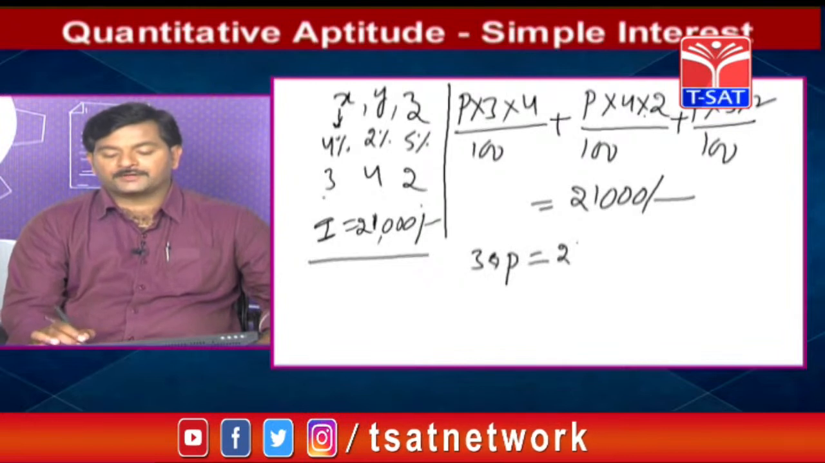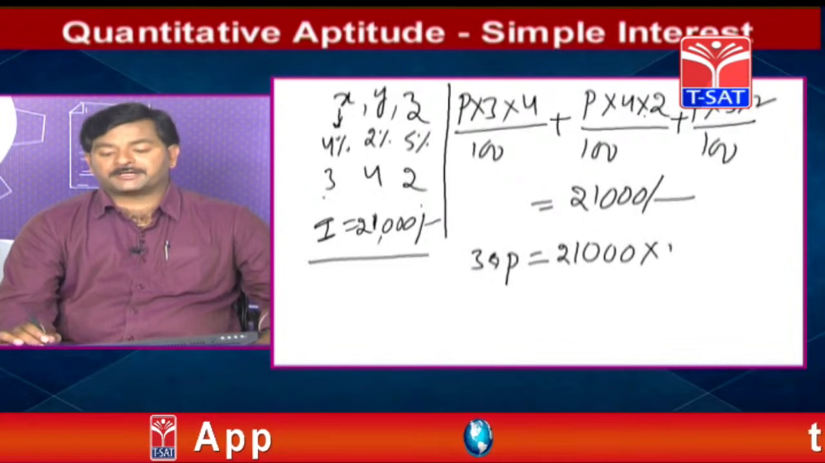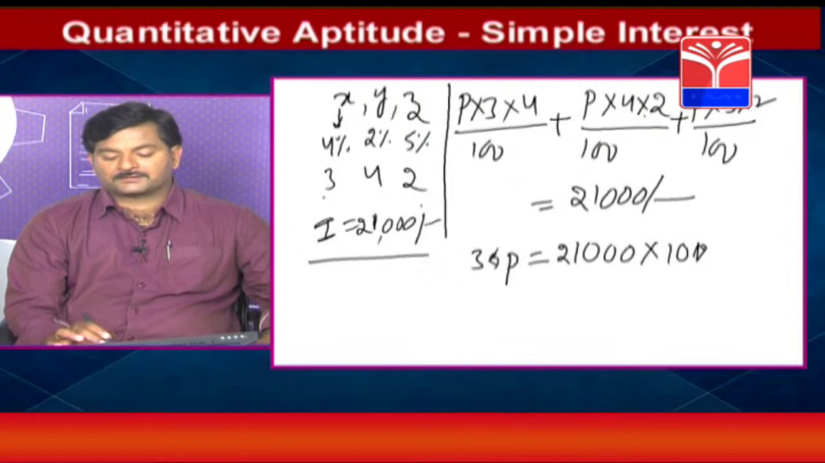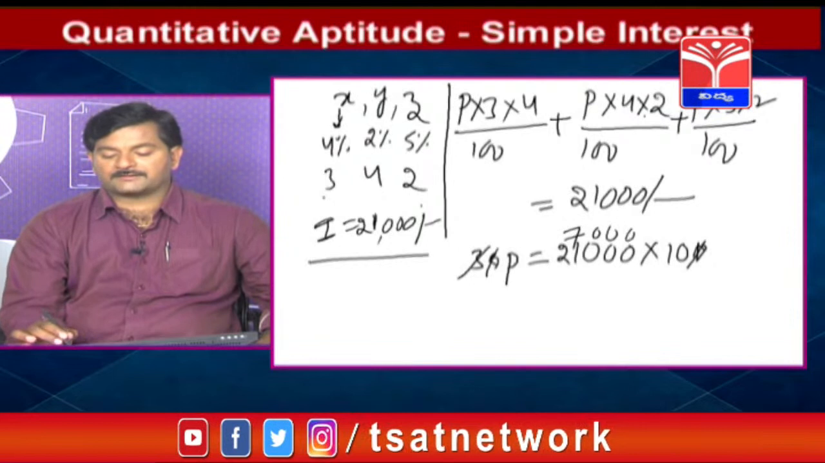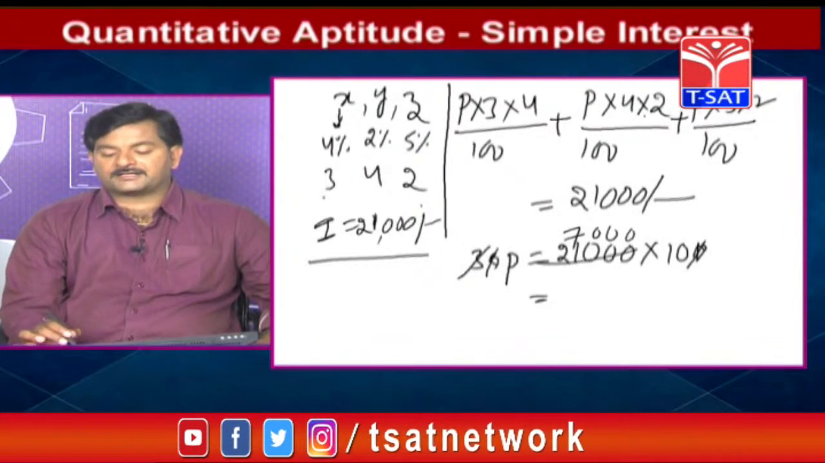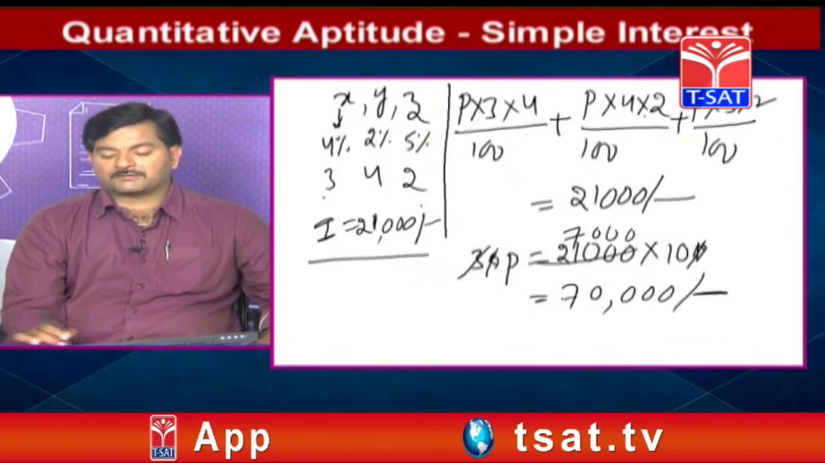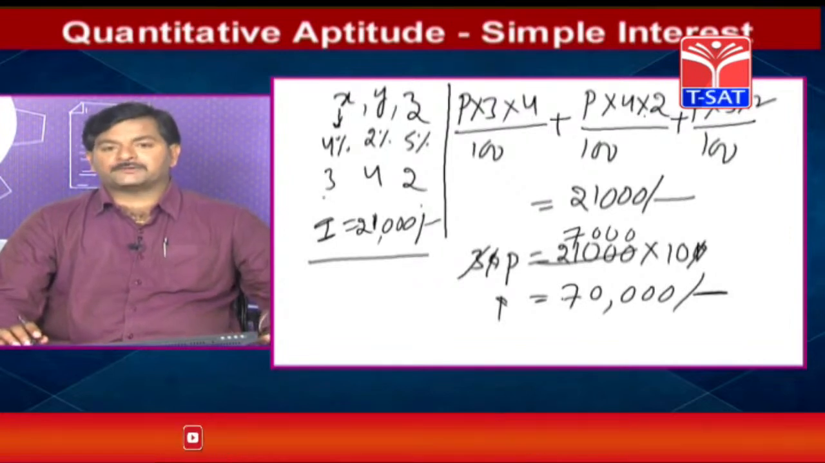30p is equal to 21,000 into 100, taking LCM. So the 0 is cancelled, 3 1s are 3, 7 3s are 21. So 7,000 into 10 means the total I am getting is 70,000 rupees. This is my P value. I hope you understood this value also. So together the interest given is the first case interest, second case interest, and third case interest.